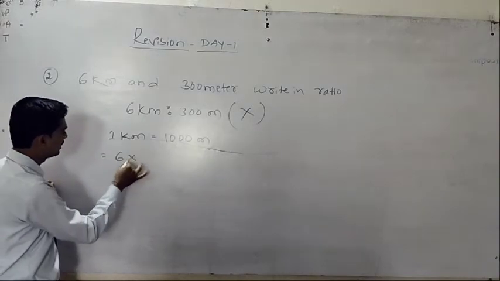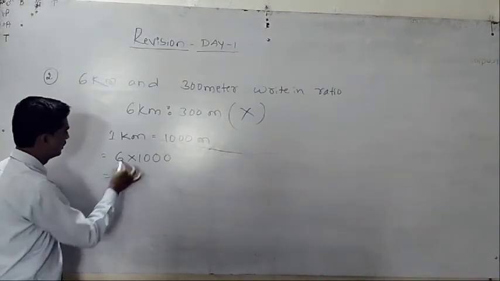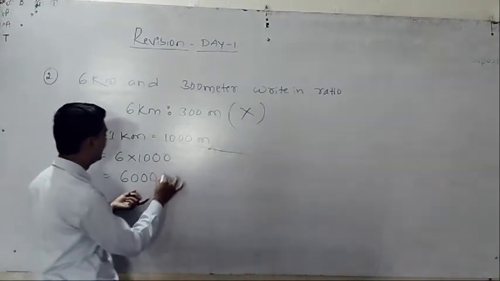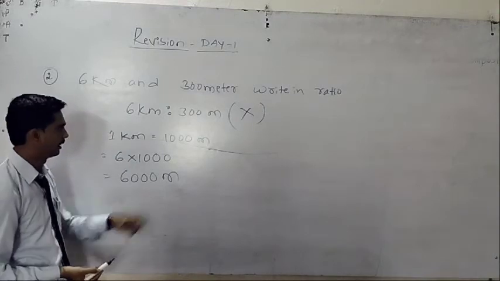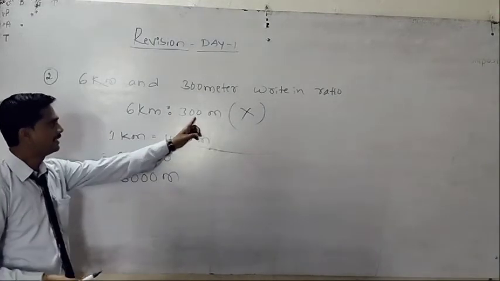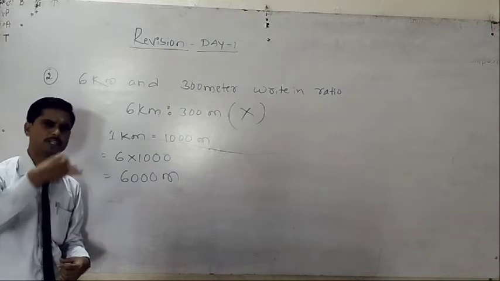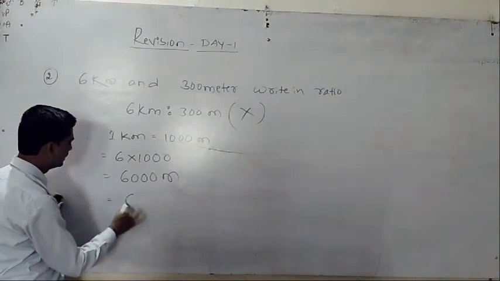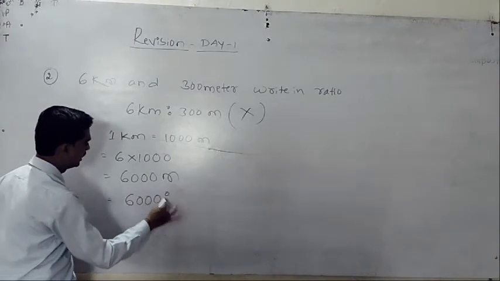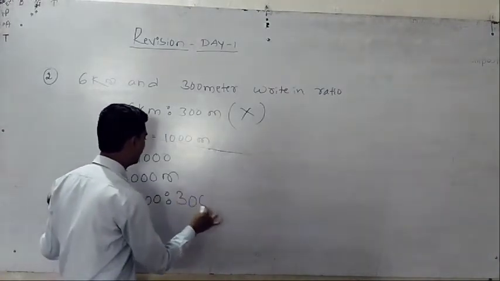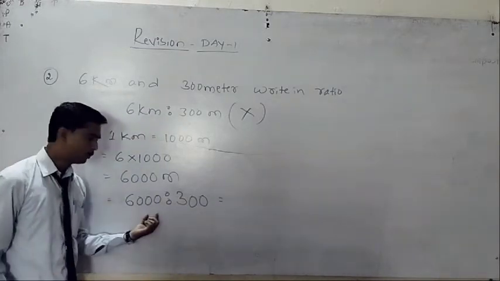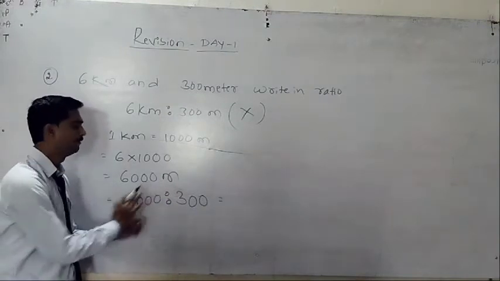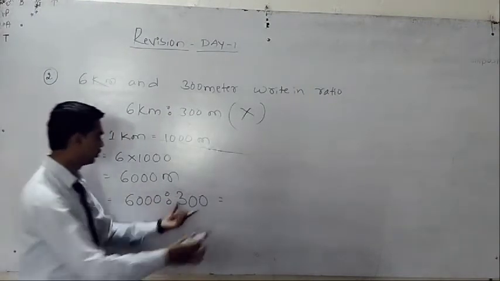Then 6 kilometer, 6 into 1000. 6 1 are 6, 0 0 0. 6000 meter. Now it is 6000 meter and it is 300 meter. It is the same unit. Now we should write in ratio. Then it is 6000 is to 300. What I told, if you want, you should write in simplest form. If you don't want, you should leave it here. Otherwise, you should write simplest form.